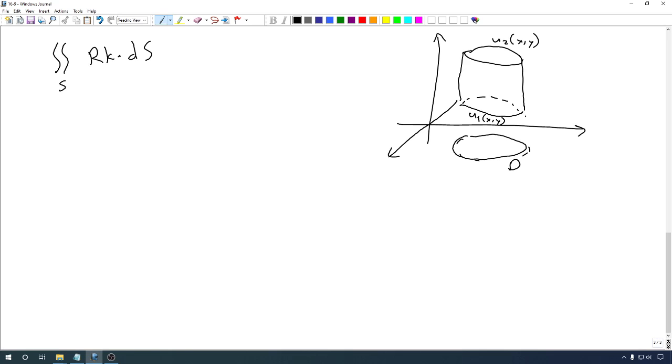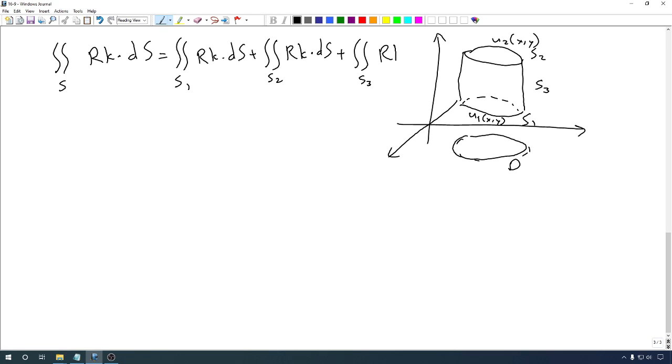We're going to give these names. We're going to call the surface on the bottom S1. We're going to call the surface on top S2. And the vertical surface in the middle is S3. The surface integral over the entire thing is going to be the integral over S1 plus the integral over S2 plus the integral over S3. And we're going to figure out what all three of those are.